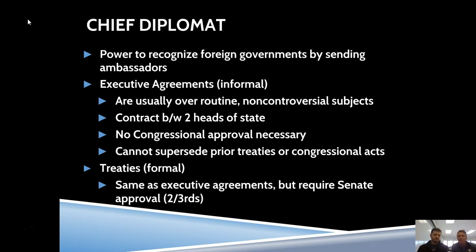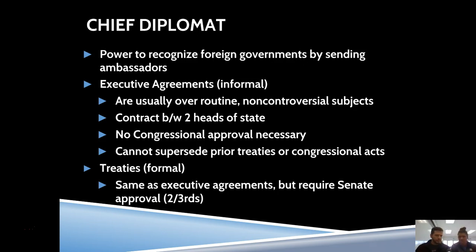Okay. Then we move to the president as chief diplomat. He is the face of the United States, and he represents the United States with the rest of the world. He has the power to recognize foreign governments by sending ambassadors to those governments. He also has an informal power called an executive agreement, which is basically when he makes some type of agreement with another head of state. This is not going to require congressional approval. It cannot undo a prior treaty or an act of Congress, but it is an agreement that the president has the power to make with another country if necessary.